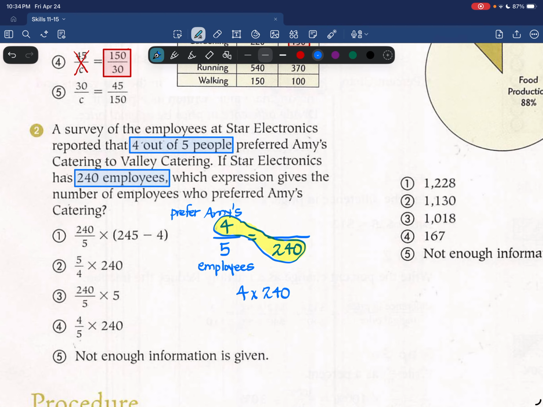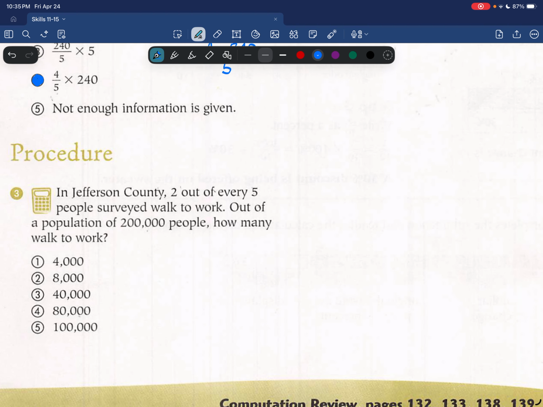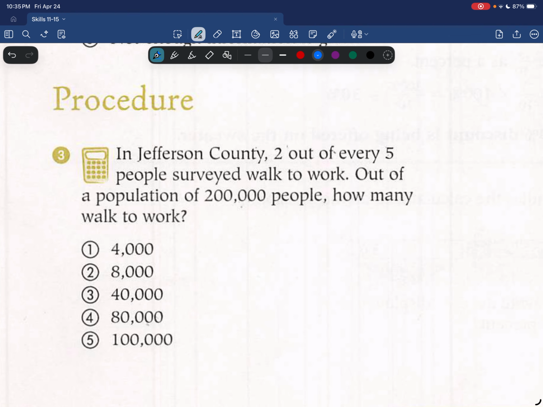Okay. And the only one that will do that is number 4. Because you would have 4 times 240, and then we would divide all of that by 5. And that is option number 4. That would give me the answer. Even though I don't have to find the answer, that would be the answer. That would be the method to find the answer. All right, here is a procedure question, and we can use the calculator.